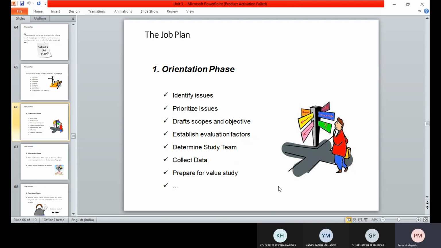Then collection of the data and prepare the value study. So this we call as an orientation phase. We'll have to define the orientation of the particular product. So just write down these things.